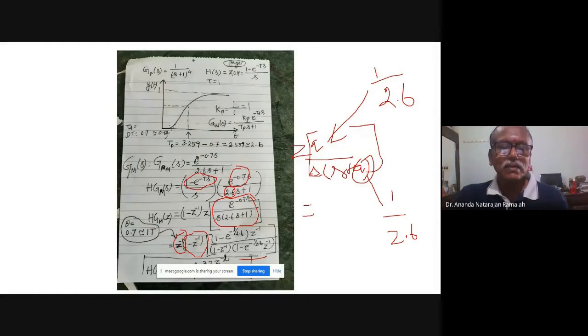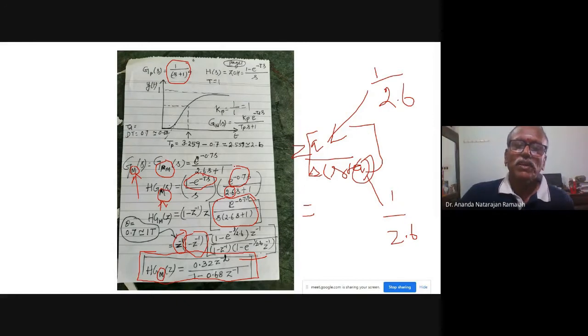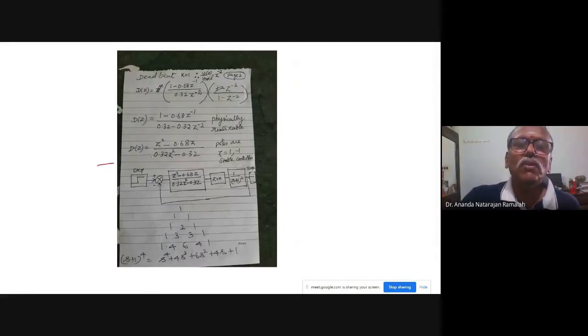This is the mathematical Z transform of HGP of Z. I am not putting GP, I am putting GM, the process model, or simply M. I am putting M because if you put P, you cannot distinguish between the actual process and this. So we are taking the approximate model and we got HGP of Z. Now we can design the deadbeat controller.